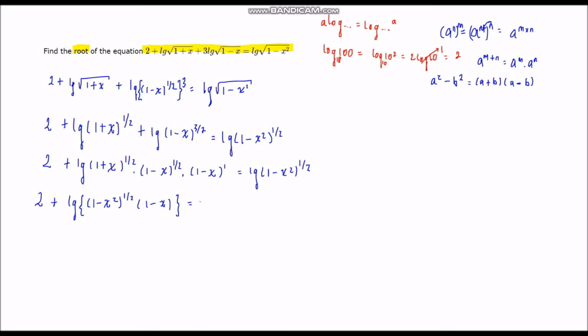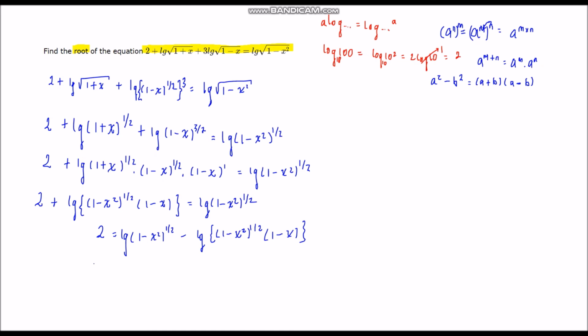which is equal to log of (1 minus x squared) power half. Okay, now I'm going to bring this whole expression to the other side, so it's going to be minus 2 equals to log of (1 minus x squared) power half minus log of (1 minus x squared) power half times 1 minus x.